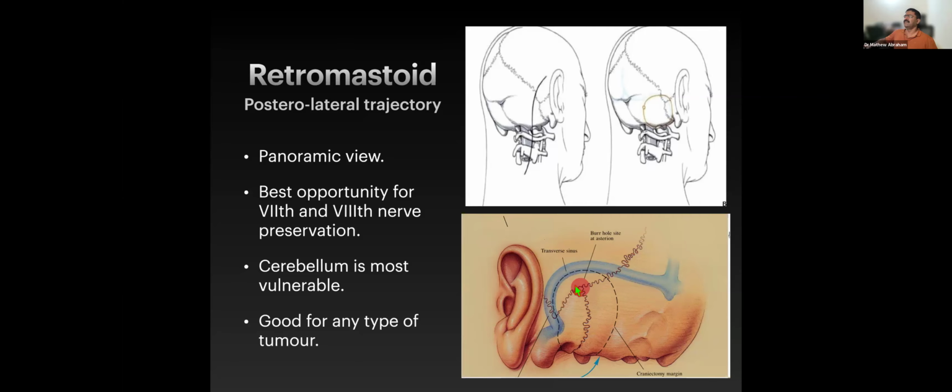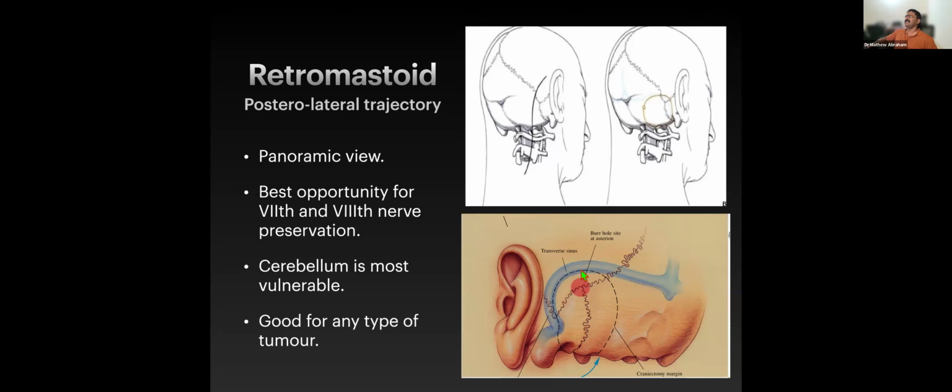If these sutures are not visible, you have to remember that it is just below the line along the zygoma, just above the external auditory meatus. If you draw a line along the zygoma, it will lie just below it. So this landmark is very important to create the initial craniotomy.